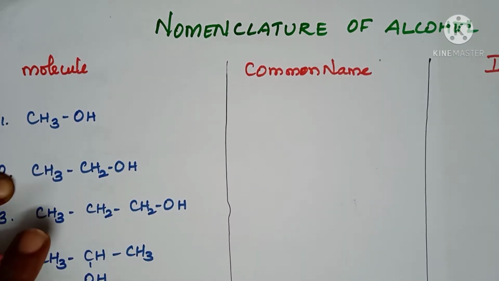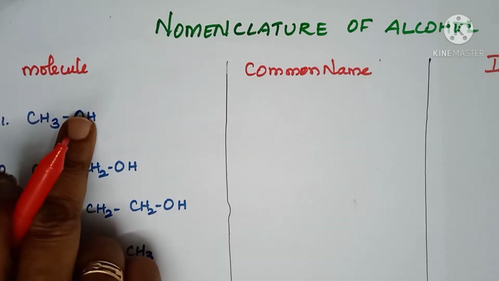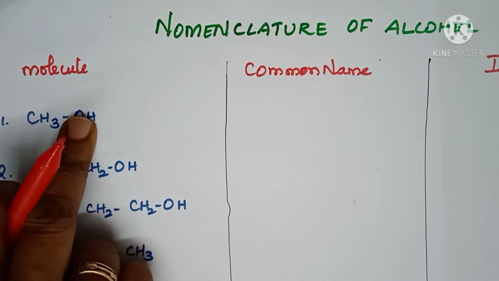When you come to the IUPAC name, take methyl alcohol. How to write that? In methane, you just remove the E and in that place you add OL. That means alkanol: methanol. So that is the IUPAC name.